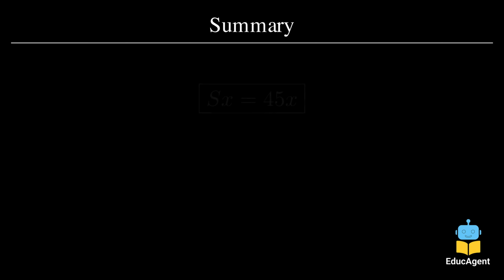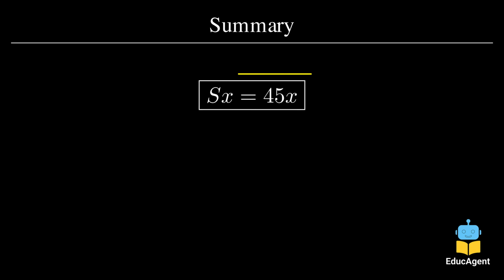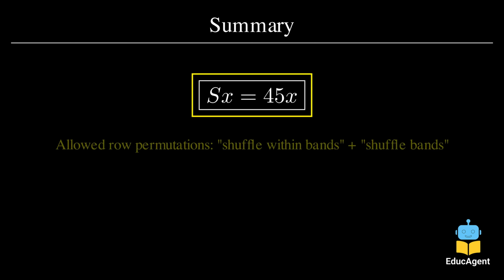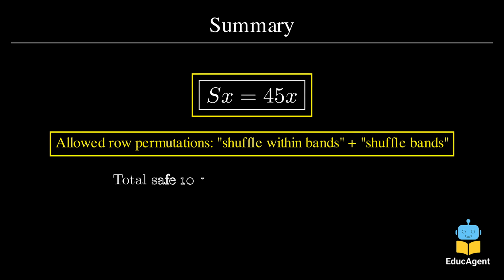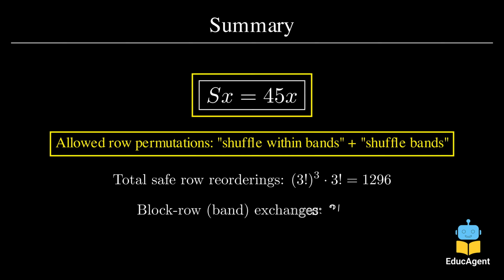First key result. Multiplying by the all ones vector returns 45 times that vector. Second key idea. Row permutations are only guaranteed safe when they preserve the band structure. Permute inside each band and permute the bands. That gives 1,296 structure-preserving row reorderings. And swapping whole bands has just 6 possibilities.